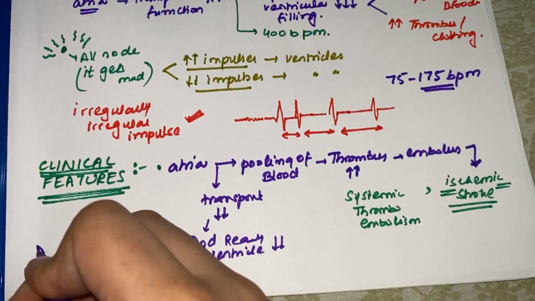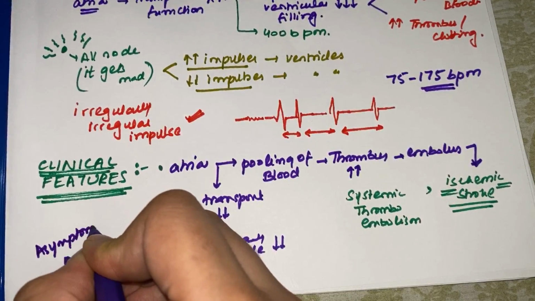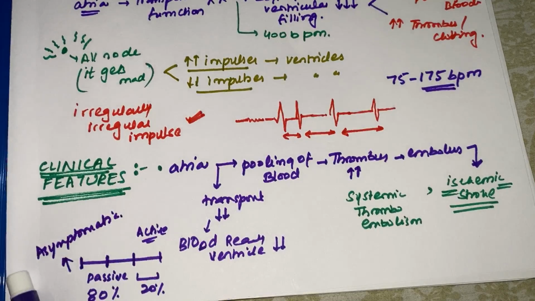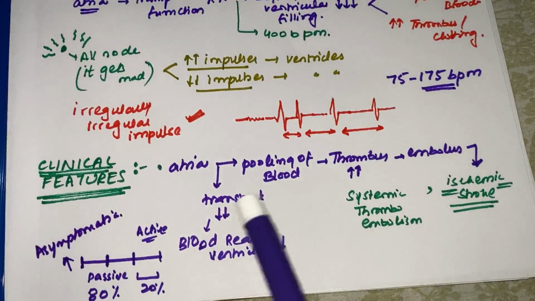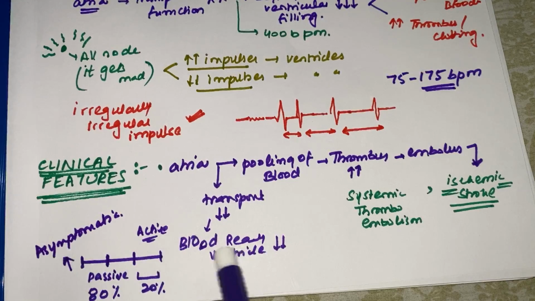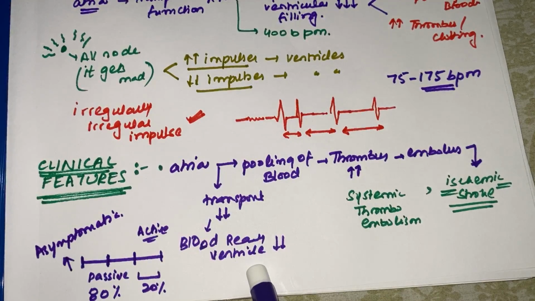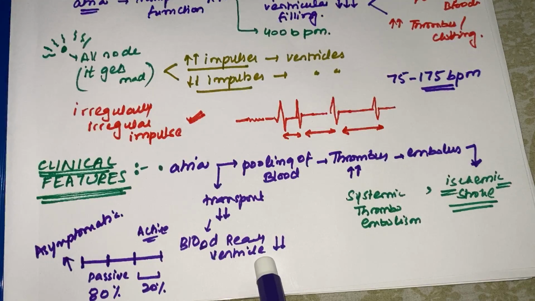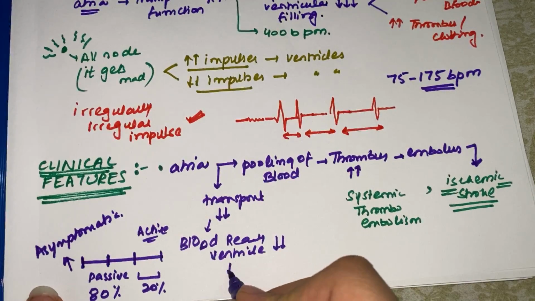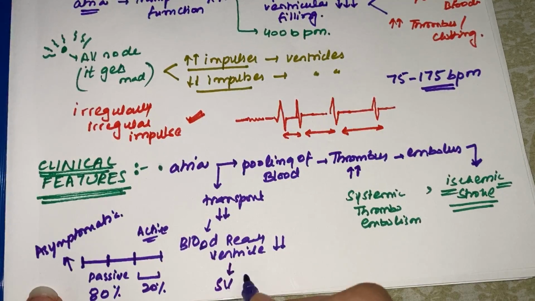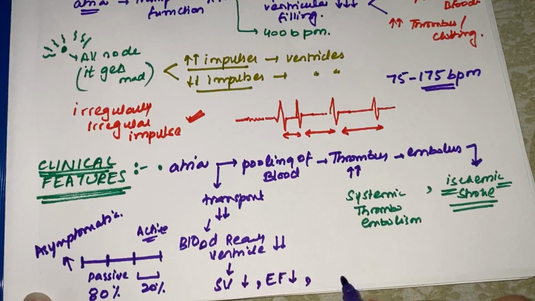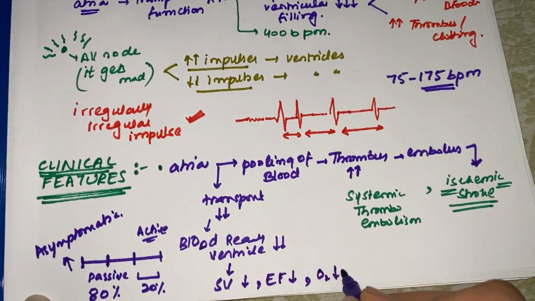What will the patient be? The patient will be asymptomatic. But once he undergoes exercise or any increased stressful conditions, then the patient will have symptoms of atrial fibrillation. So coming back here, blood reaching the ventricles is reduced, so as a result the stroke volume is reduced, ejection fraction to some extent is reduced, which will lead to less oxygen reaching the tissues.